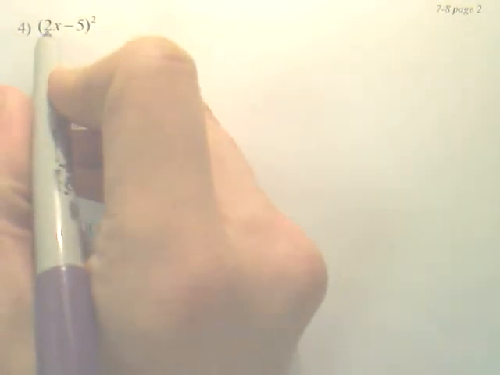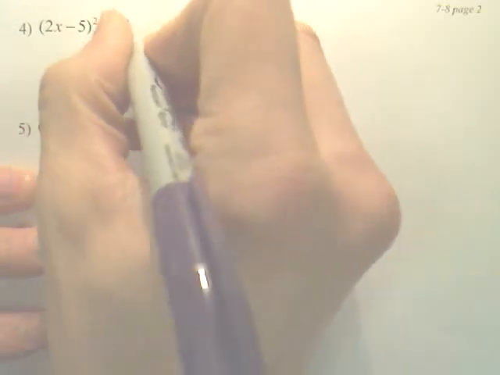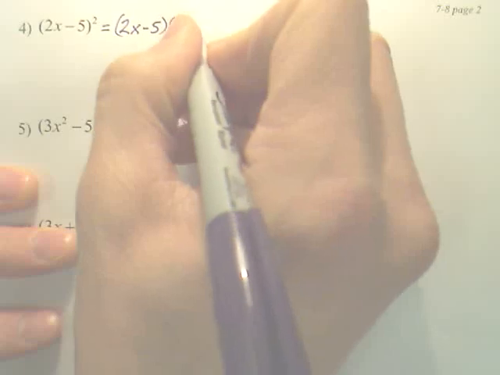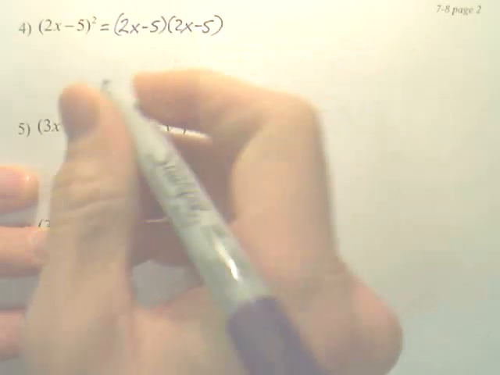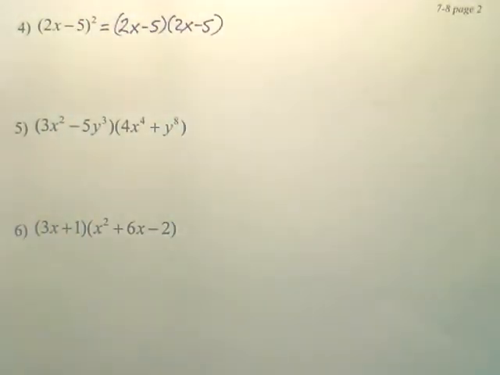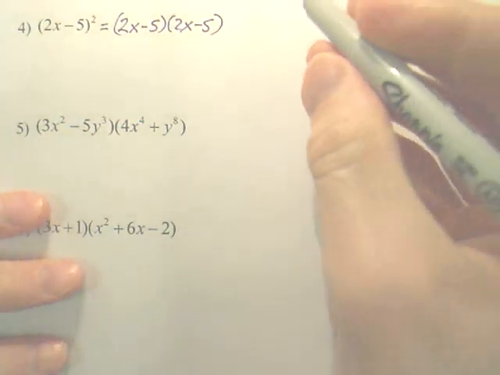Let's do this. This is (2x - 5) squared. What you first have to realize is that's (2x - 5) times (2x - 5). Whenever you square it, you're multiplying by itself. Now this is a FOILing problem. Now, instead of FOIL, there is another method we could use for this one.